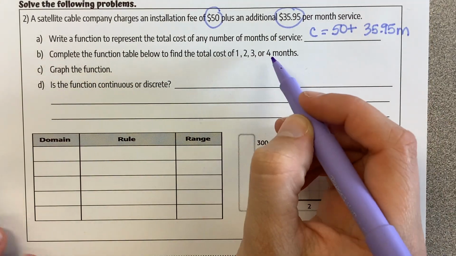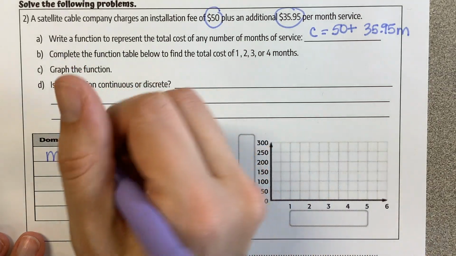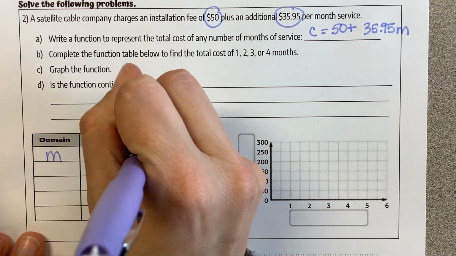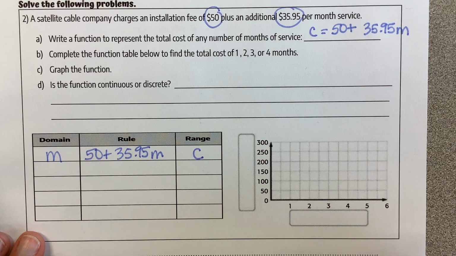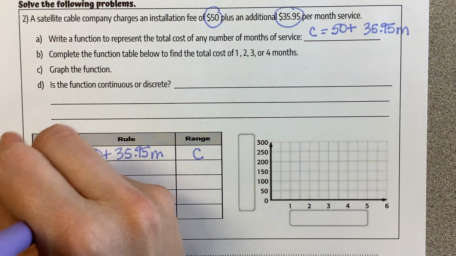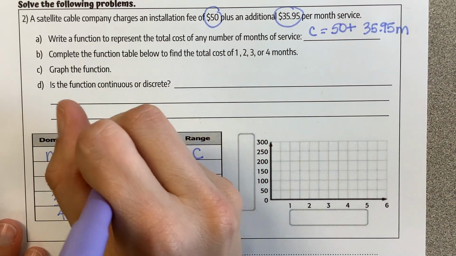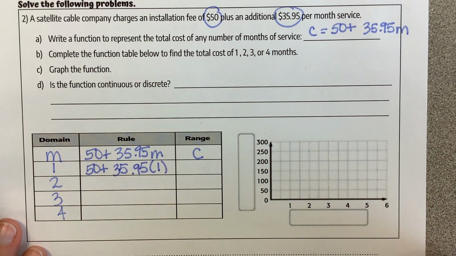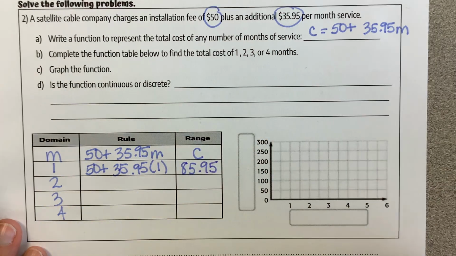We're going to complete the table just like we did before. So our domain is months this time. The rule is 50 plus $35.95 per month, which should give us our range, which is the cost. We are plugging in 1, 2, 3, and 4. So 50 plus $35.95 times 1 month is going to be $85.95.